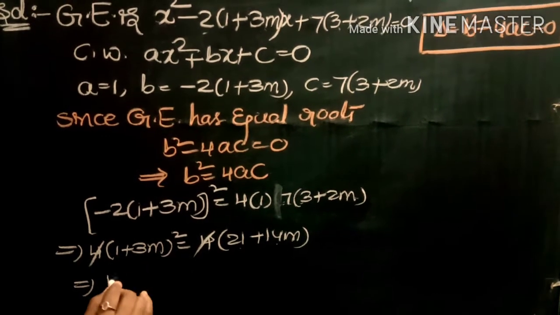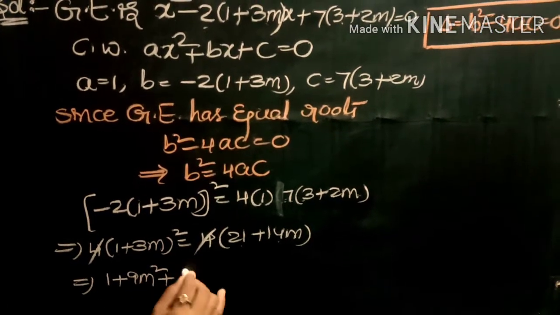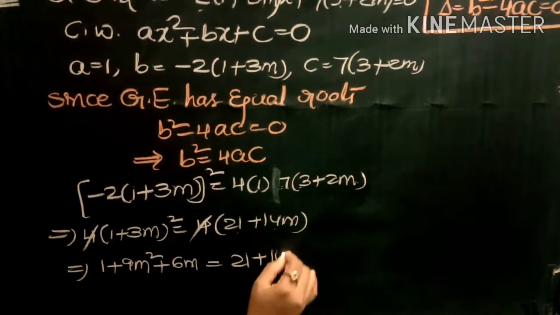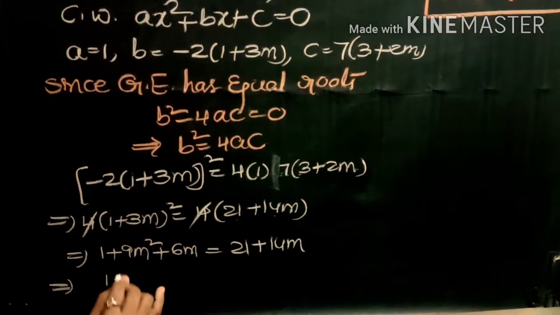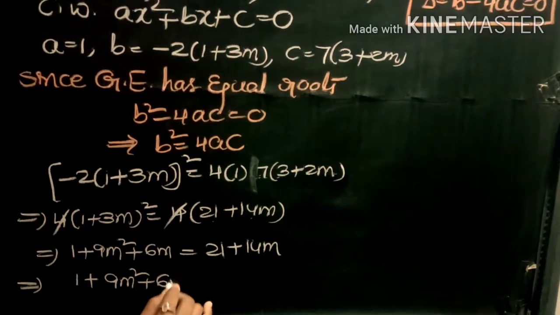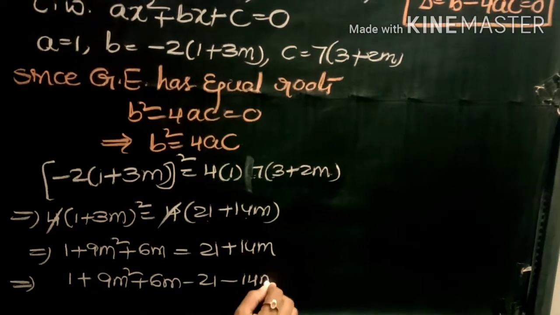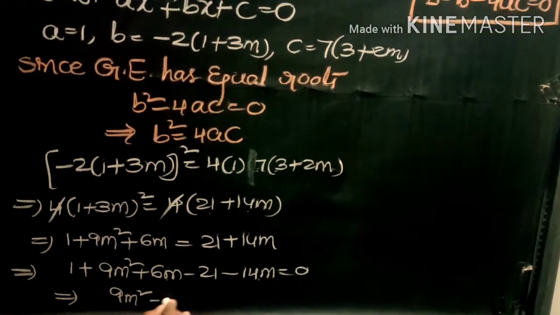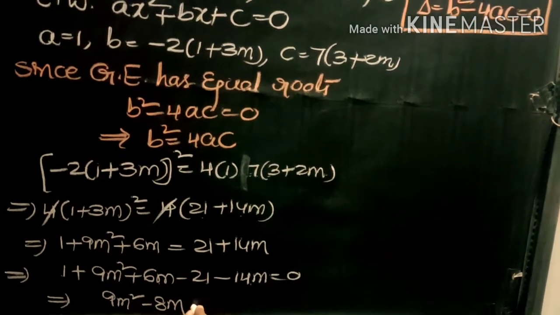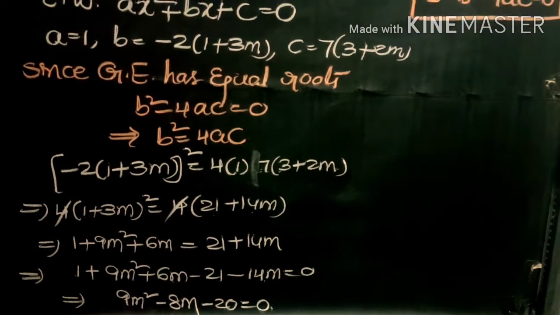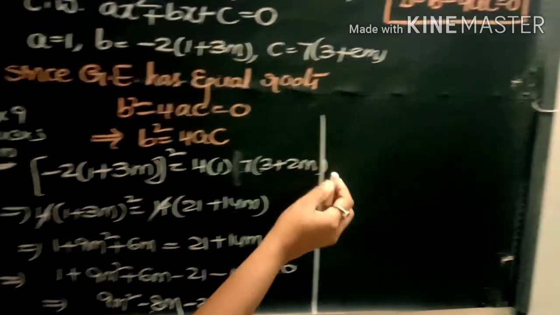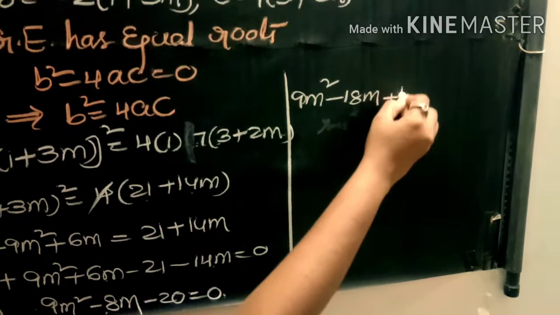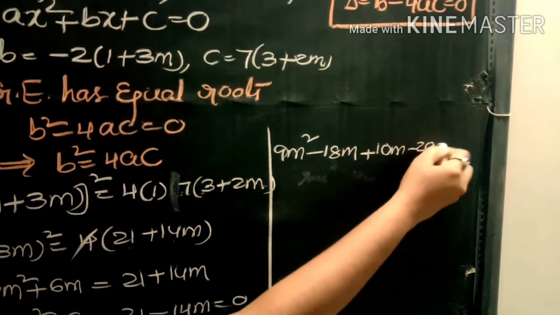Now taking the expansion here, by applying the formula (a + b)² = a² + b² + 2ab, we get 1 + 9m² + 6m = 21 + 14m, which implies 1 + 9m² + 6m - 21 - 14m = 0. That is 9m² + 6m - 14m - 8m, 1 - 21 = -20, equals 0. Now taking the factors of this equation, 9m² - 18m + 10m - 20 = 0.